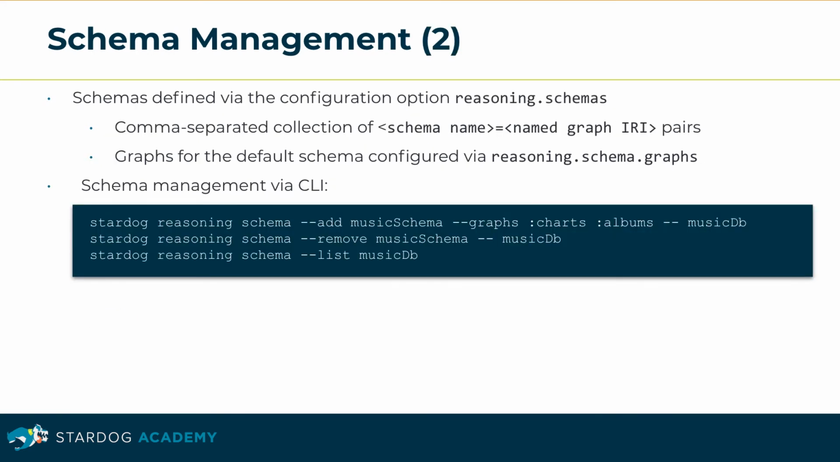The individual reasoning schemas are defined by the configuration option reasoning.schemas as a comma-separated collection of schema name graph IRI pairs or via the CLI command reasoning schema. The music schema in this example consists of the named graphs charts and albums of the music database.